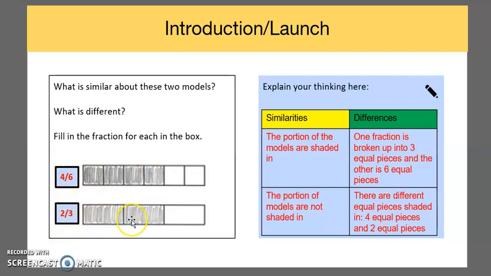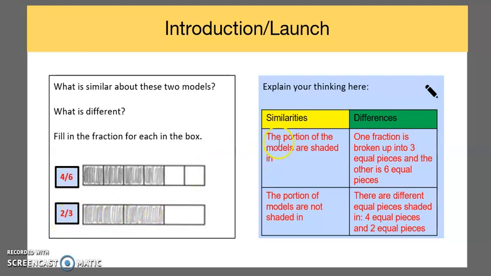Next, we're going to look at our next fraction. Here in this diagram, we have 1, 2, 3. 3 is our denominator, and 2 pieces are shaded. So we have 1, 2. So our fraction is 2/3. Now we're going to look at some similarities and differences.